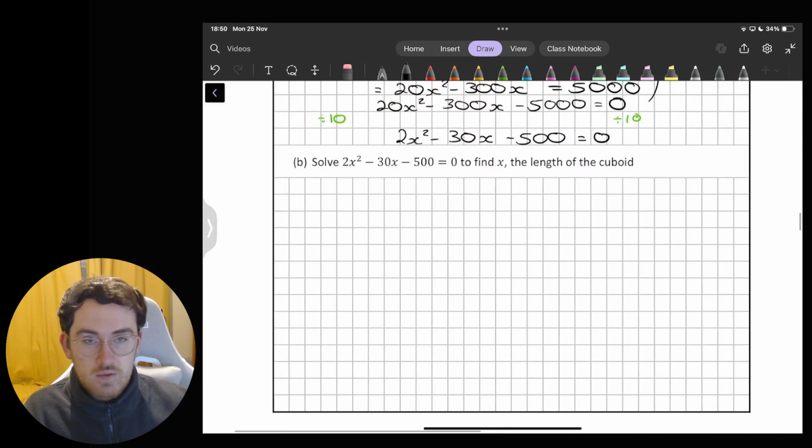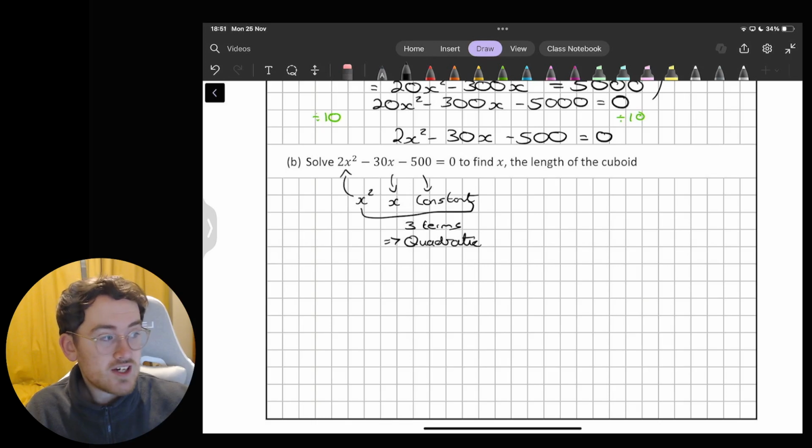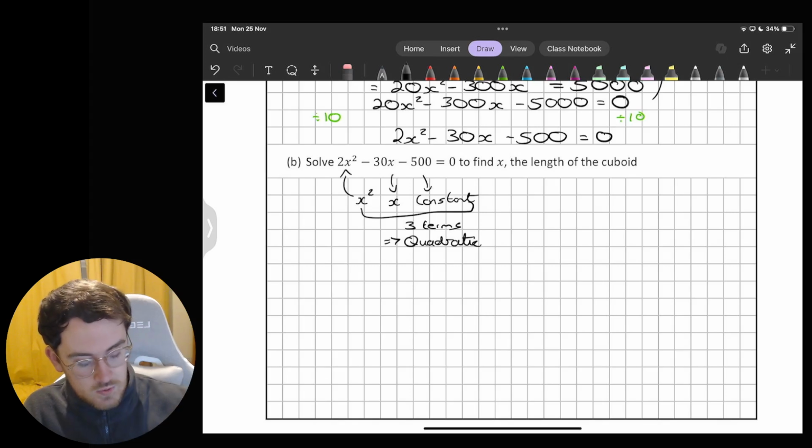So looking at the next part, it just says solve. It doesn't tell us that it is a quadratic, so we look for the fact that there's an x squared, that there's an x term, that there's a constant, that there are 3 terms. All of these are the things that tell me it's a quadratic. We have 2 ways to solve a quadratic. We can either solve by factorizing, or we can solve by using our quadratic formula. Either of the two is absolutely acceptable here. So we can look at both ways.